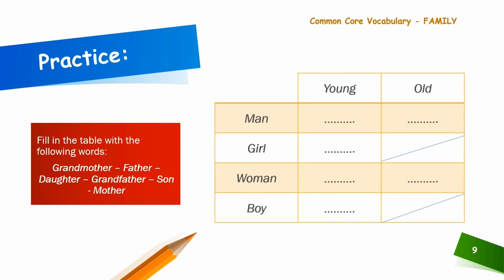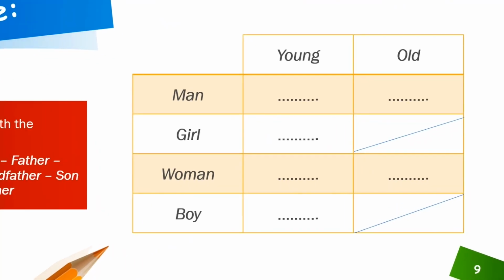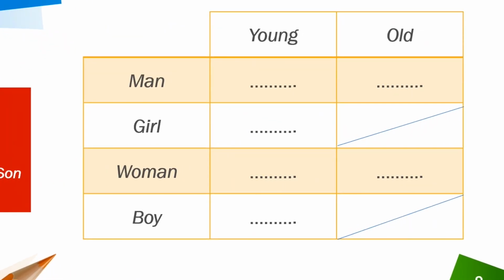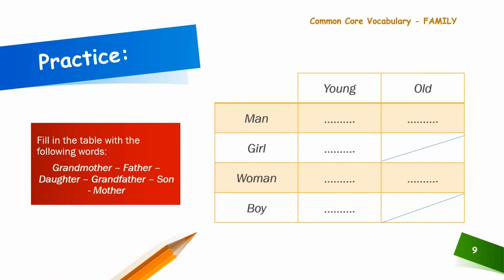On the right side of the screen, you have a chart. In the chart, there is man, young and old, girl, young, woman, young and old, and boy. So you read the words that you have in the choices and you place them in the right blanks. In order to do this, you will have a few seconds.